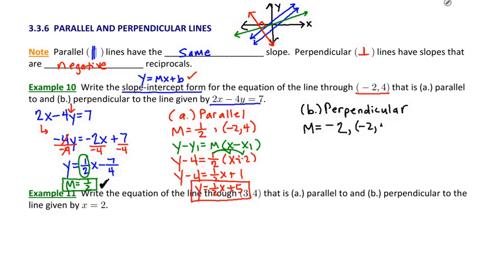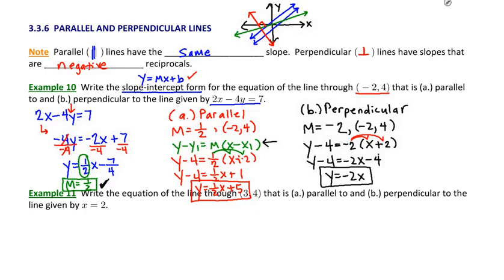And again, it has to pass through the ordered pair negative 2, 4. So with our point slope formula in view, we'll plug in our specific information. y1 is 4. M in this case is negative 2. We have x minus x1, x minus negative 2 gives us plus 2. Distributing our negative 2 throughout the parentheses, we have y minus 4 equals negative 2x minus 4, and adding 4 to both sides and combining like terms, looks like we end up with the equation y equals negative 2x.